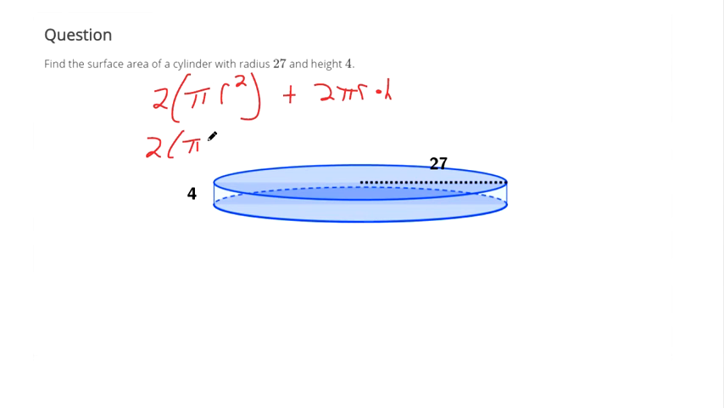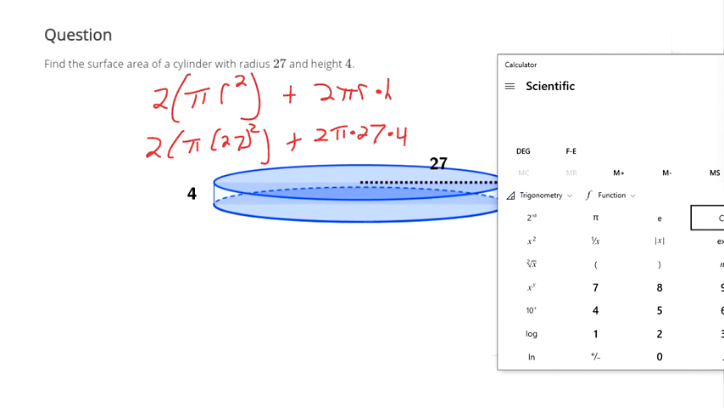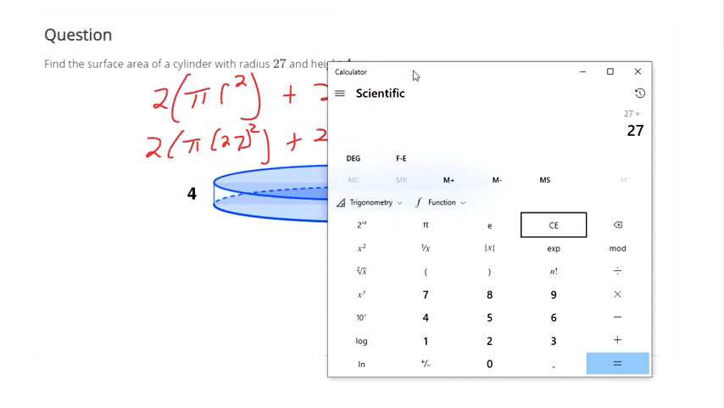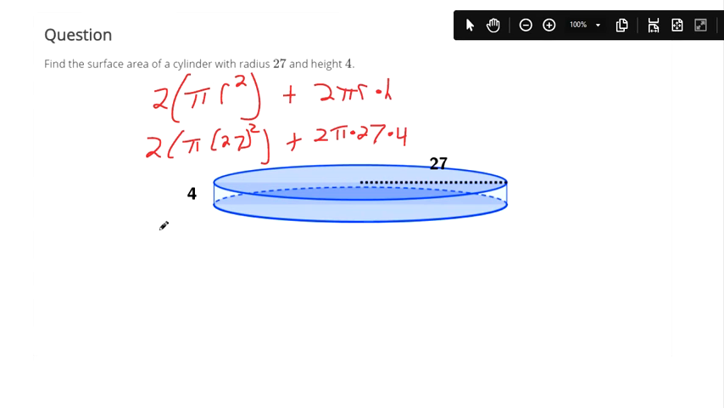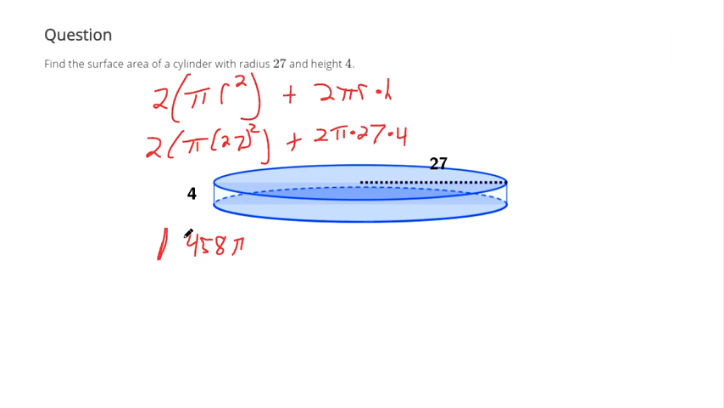So the radius of the circle is 27. And the height is 4, so we'll plug that in. So over here I'm going to do 27 times 27 times 2. So we get 1,458 pi. I haven't multiplied by pi yet because my multiple choice answers that I see on my screen are in terms of pi. So that's this. That's in terms of pi.